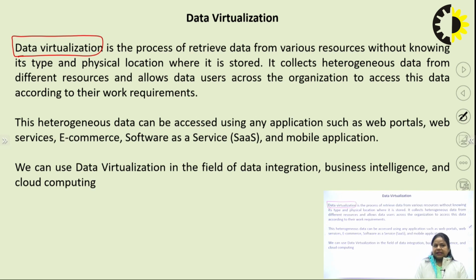So when I'm talking about collecting data from different resources, the data can also be of different types. If it is of different types, we can say we are collecting heterogeneous data, which allows users across the organization to access the data according to their requirements. For example, if I require an image of particular data, I can retrieve the data in the form of an image. If I want it in video form, I can retrieve it in video form, and so on. Simultaneously, heterogeneous data is the type of data which can be accessed by using any type of application.